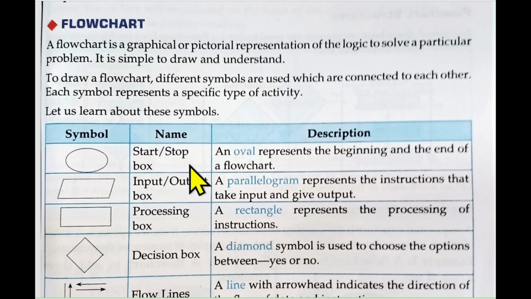The first one is the start/stop box. An oval represents the beginning and end of the flowchart, so it is used at the beginning and end of every flowchart. Next is the parallelogram. It is the input/output box and represents the instruction to take input and give output. Next is the processing box. It looks like a rectangle and represents the processing of instructions. It may be assigning values, plus, minus, multiply, or logical implementation of logical operators.